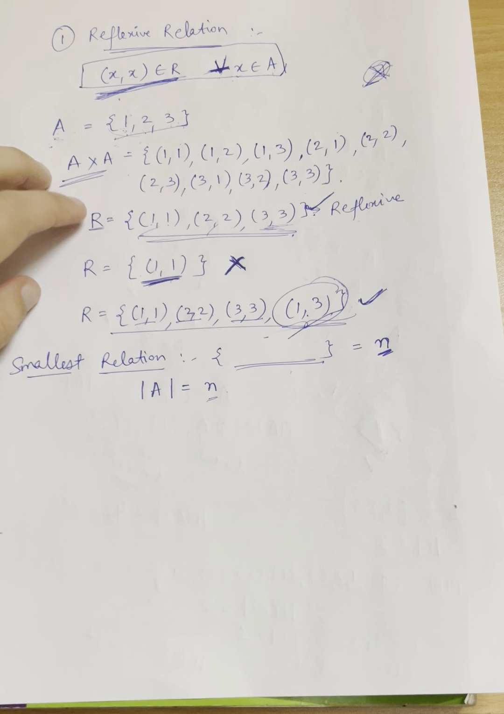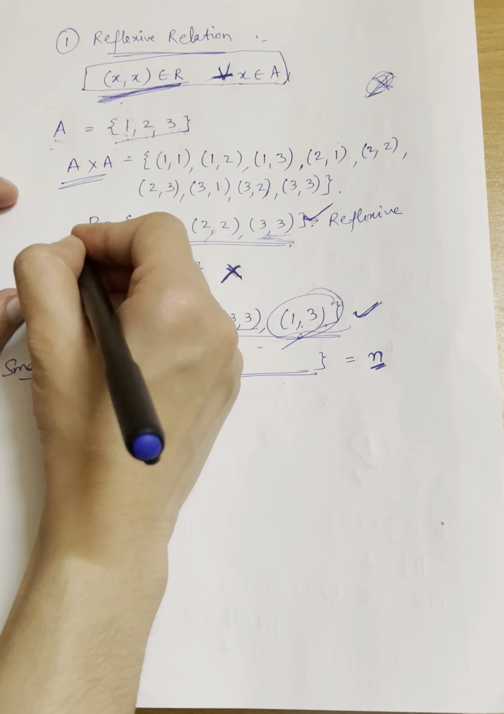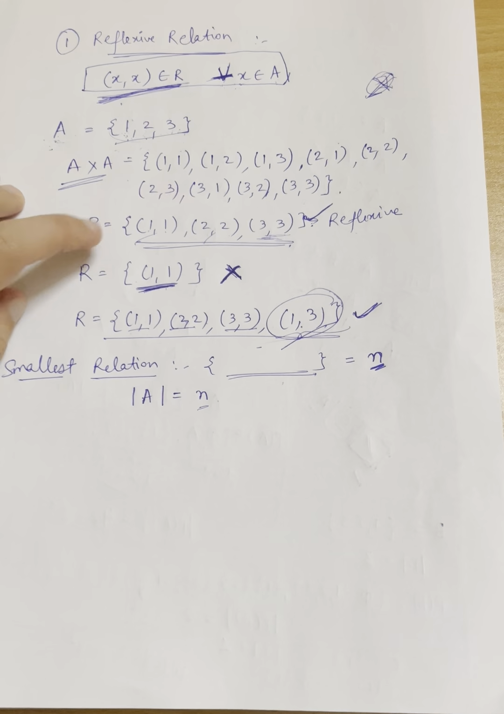This relation R is the smallest relation for set A: 1 1, 2 2, 3 3. That is the smallest relation.